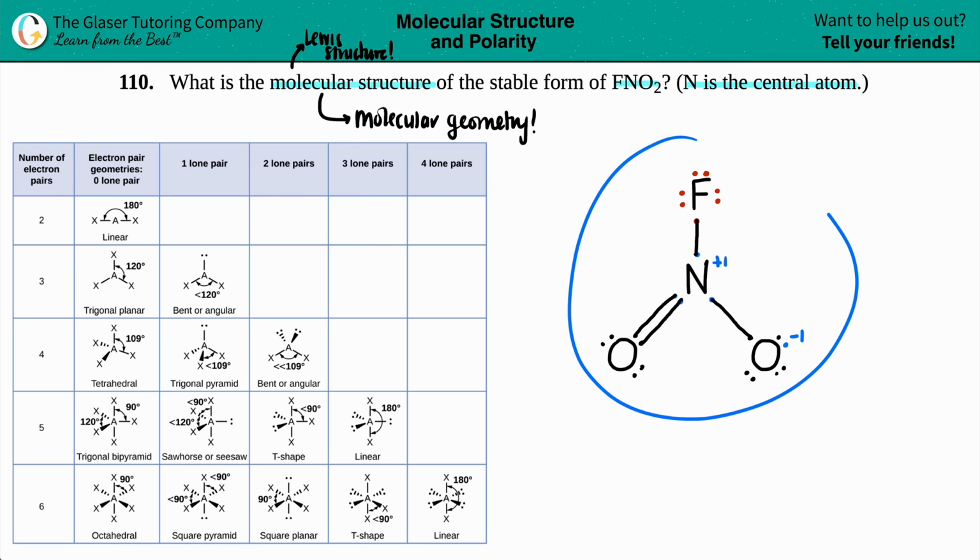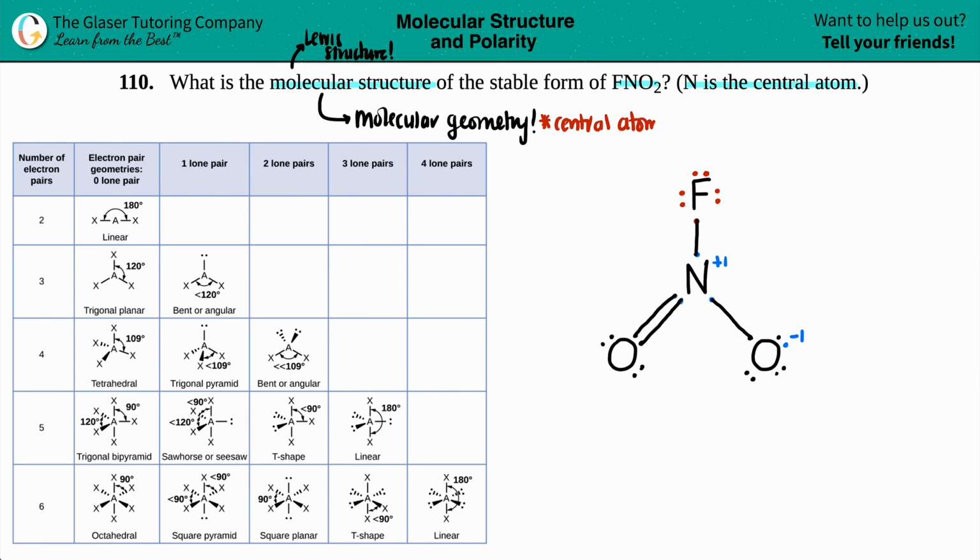Now, since everything is laid out, we can find that molecular geometry. And the molecular geometry is always based off of the central atom. So if you want to find a structure, the molecular structure, or a molecular geometry, or the shape, it's always based off of that center atom. So we're going to focus in on the nitrogen.